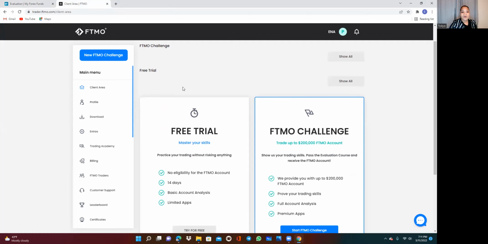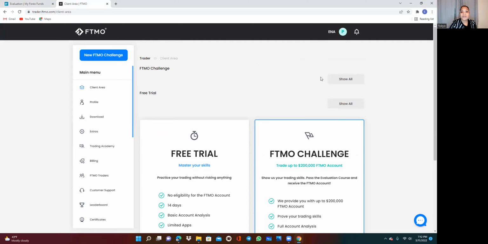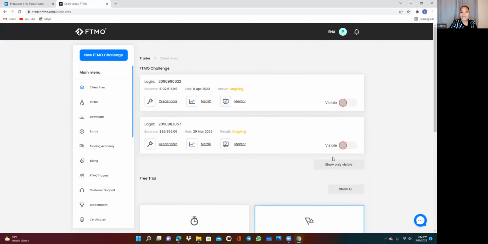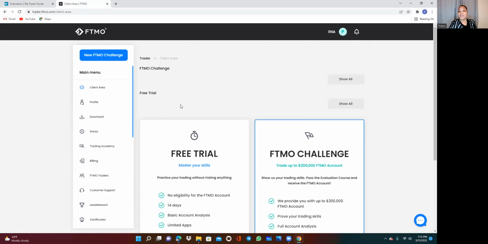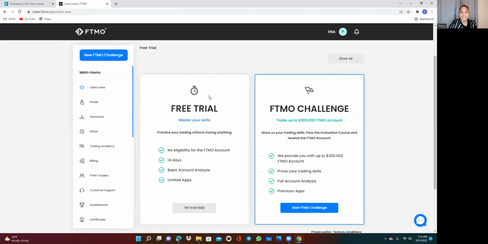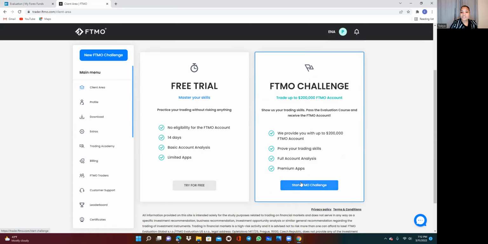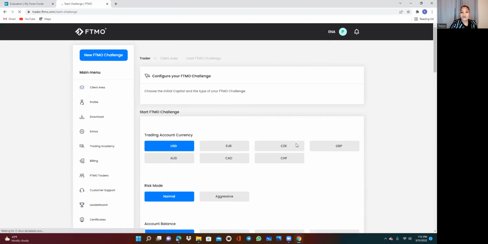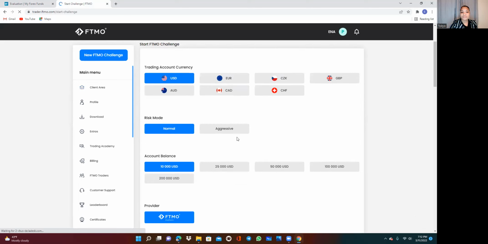So on FTMO, this is the client area. It's super clear. I sign in, I get to see what's going on in my client area. I get to see everything. You also could get a free trial if you would want to have a free trial. And then if you want to start a challenge, you can see the prices here.